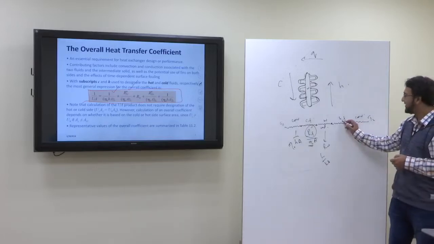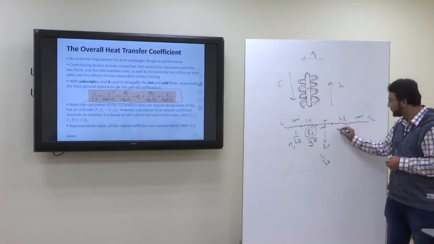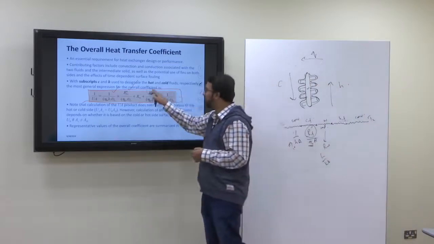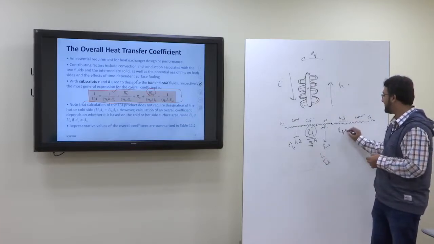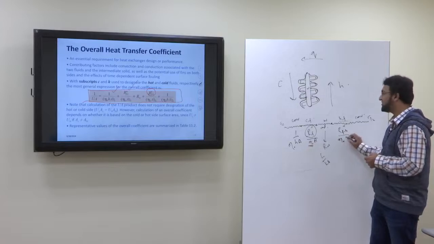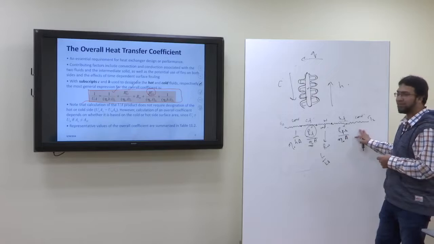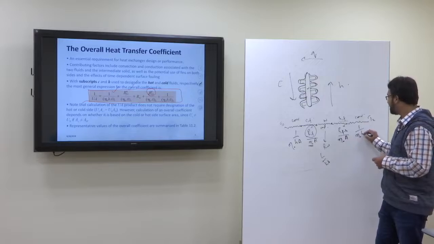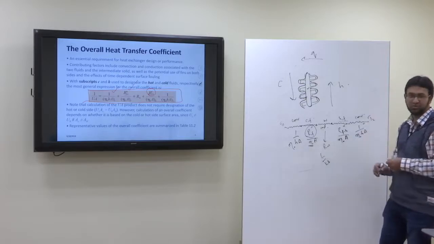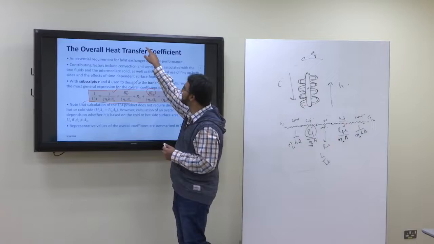Then you will have the fouling resistance again for the hot side. If you know what the hot side fluid is, you will know what the fouling resistance for the hot side will be. So it's R_F,H double dash upon the overall efficiency multiplied by the overall area. Then you will have the convective resistance, so it's 1 upon η_o hA. This is for the hot side. So this makes up the complete overall heat transfer coefficient.